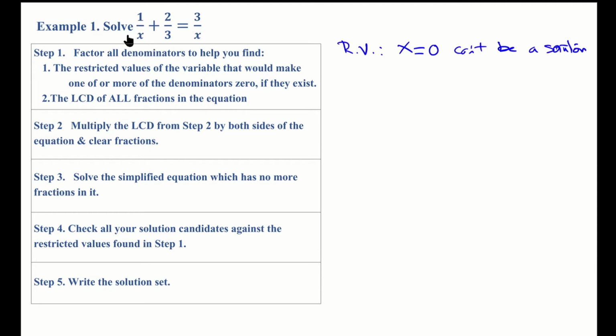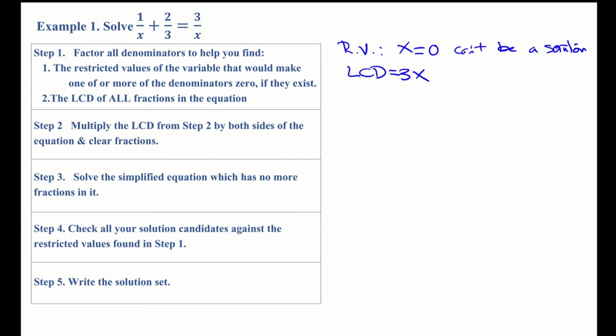Because when you plug it in, it makes terms in the equation undefined, and of course when terms of an equation become undefined, the equation itself becomes nonsense. So we can't accept that as a solution. Now we can also find the LCD very quickly. For the LCD, we multiply the highest power of all factors, if everything is in prime factored form, which these are. So the highest power of 3 is just 3, and the highest power of x that we see in any denominator is just x. So the LCD is going to be 3x.